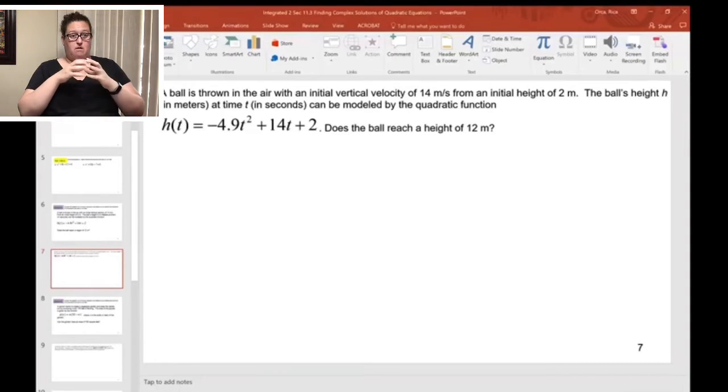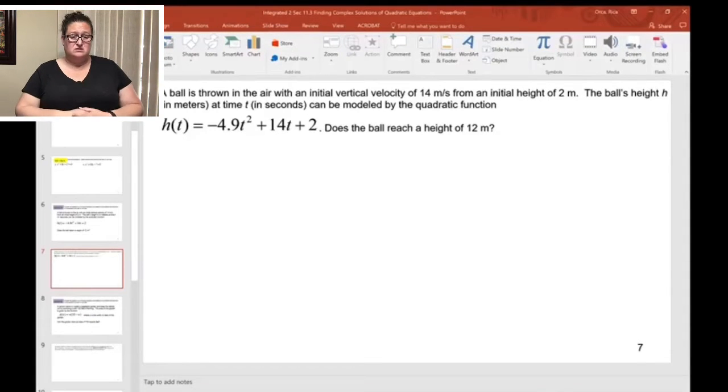A ball is thrown in the air with an initial vertical velocity of 14 meters per second from an initial height of 2 meters. The ball's height h in meters at time t in seconds can be modeled by the quadratic function h of t equals negative 4.9 t squared plus 14t plus 2. Does the ball reach a height of 12 meters? Let's go ahead and find out.